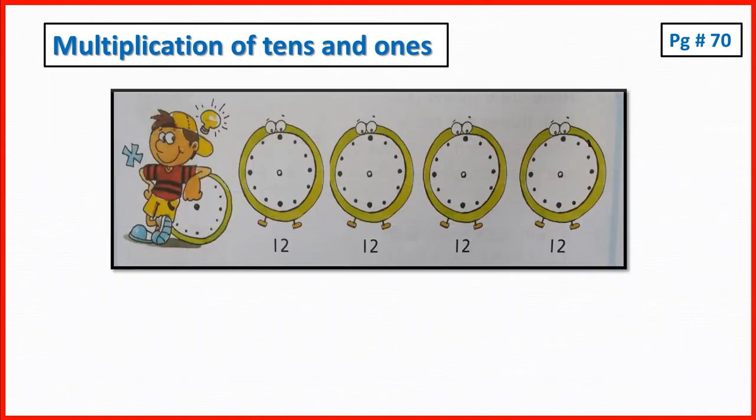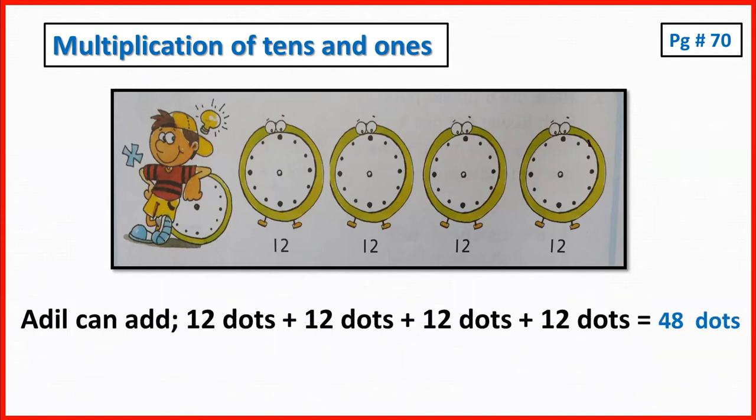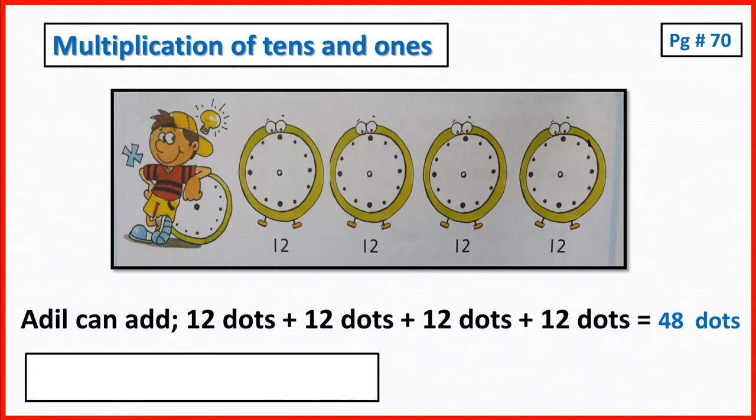Look at this picture. There are 12 dots on each clock. How many dots altogether? Adil can add 12 dots plus 12 dots plus 12 dots plus 12 dots equals 48 dots. Instead of counting the dots, Adil wants to multiply to get the answer. It is quicker to multiply.